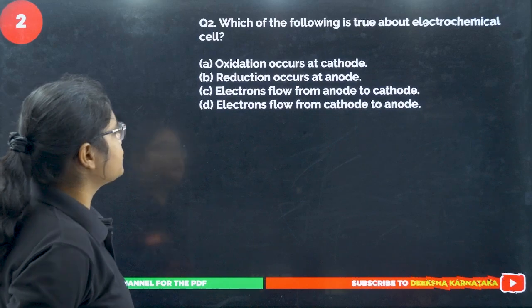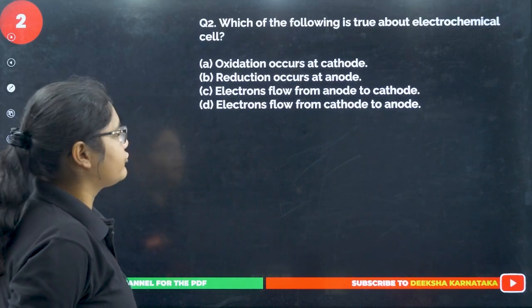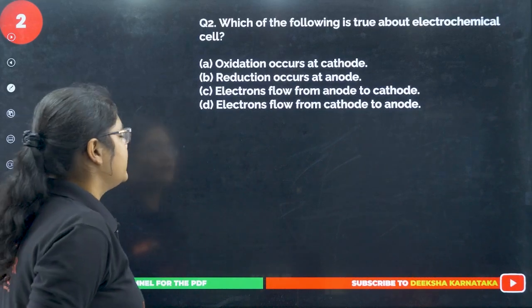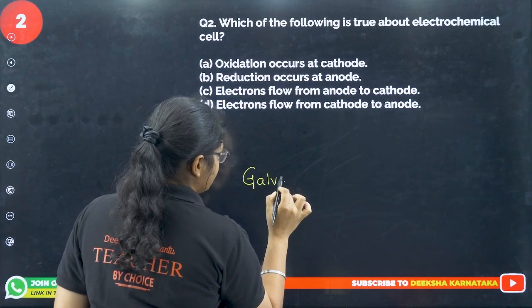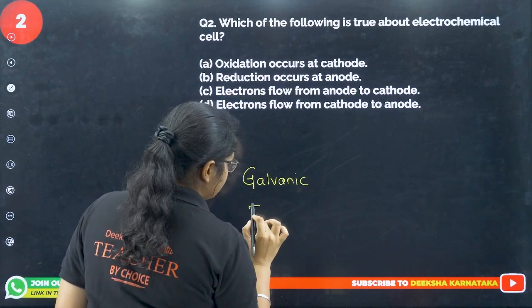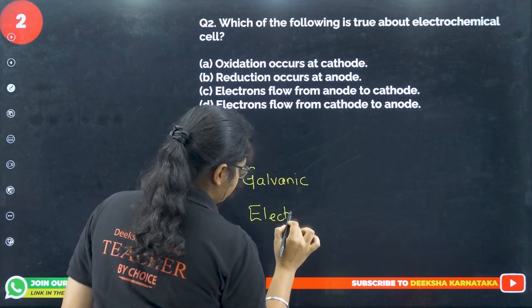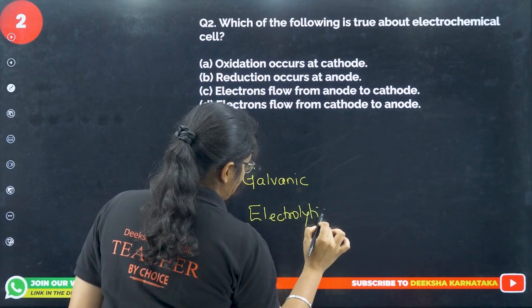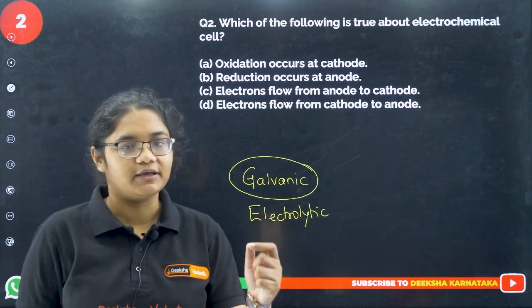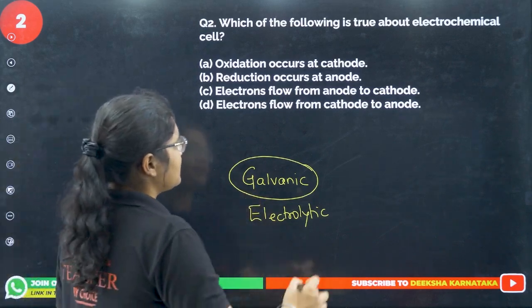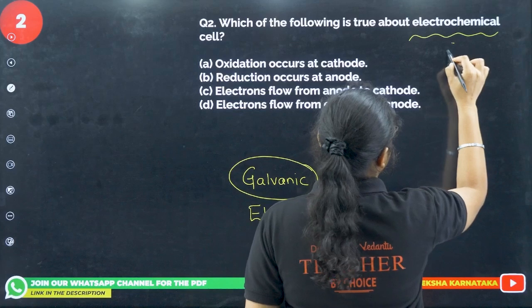Next, question number 2. Which of the following is true about an electrochemical cell? As I told you, we have two types: one is your galvanic cell and one is your electrolytic cell. But generally the galvanic cell is sometimes also called an electrochemical cell. So here, when it is asked, it is for your galvanic cell.